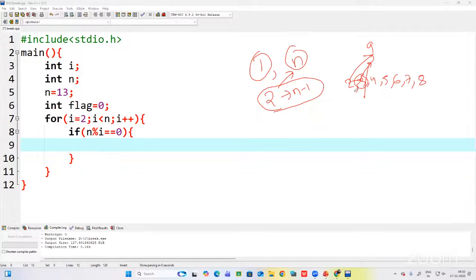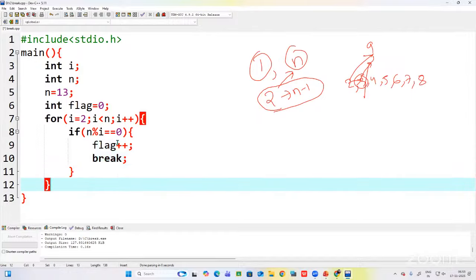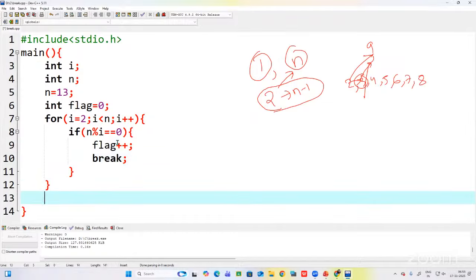So I am going to check for any factor between 2 and n minus 1. If at any case n mod i equals 0, I'll update the flag plus plus, and break, because I no longer have the purpose of running the loop. Once I have found out that the number is not a prime number, what is the purpose of looking for other factors? One factor is sufficient.